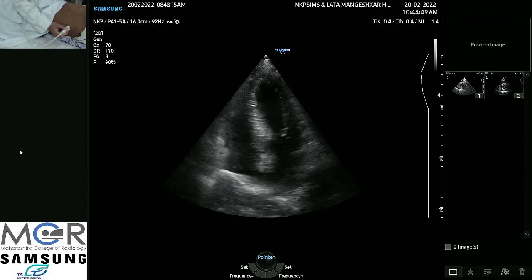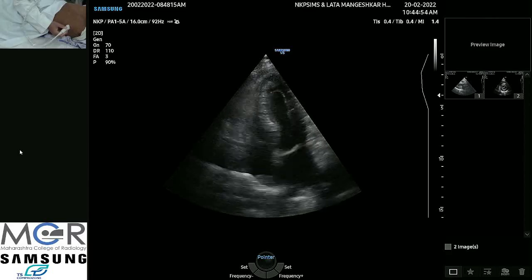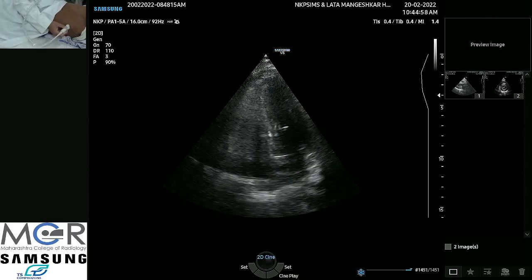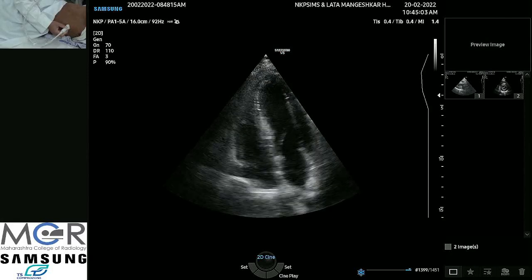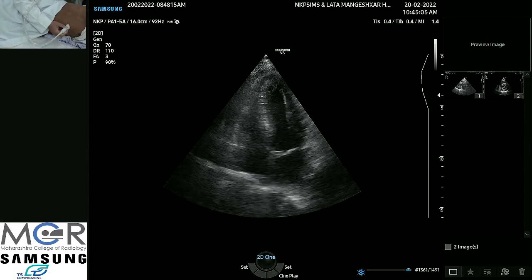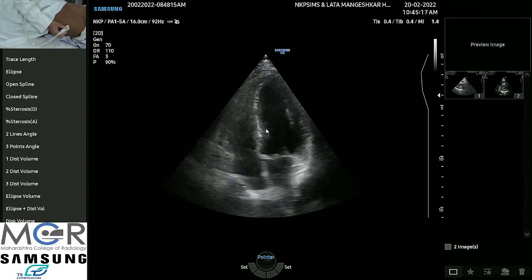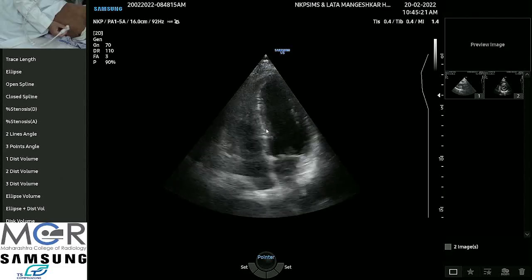Try to see how the valve closes, the closure line, the shape of the valve. For instance, now this is slightly dipping in the left atrium. This may be a very mild collapse of the anterior mitral leaflet into the left atrium.